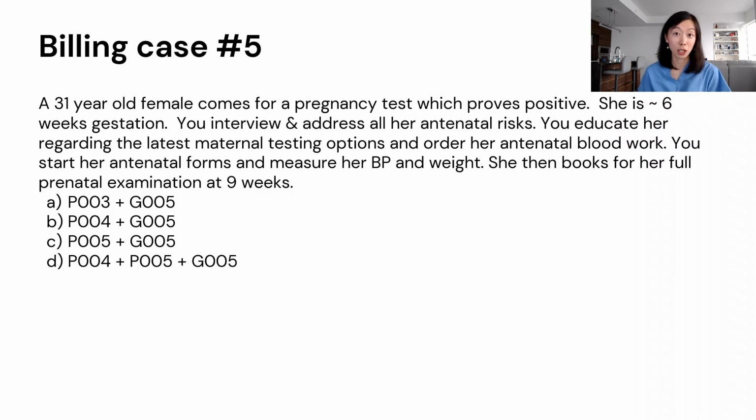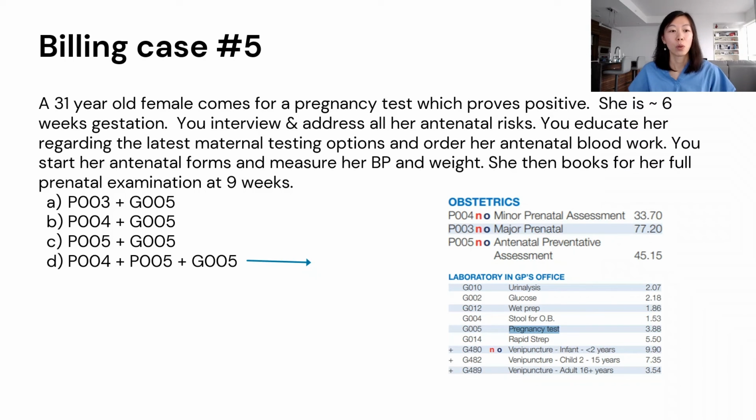So pause the video here, look up what you would think the answer would be and write it down, and the answer is D. And the reason why is because she hasn't done her major prenatal yet. That's going to be coming up soon. So that's why we bill a P004 here. You bill a P005 for filling in that antenatal form. And then the G005 is when your nurse or you did the pregnancy test for her in clinic.